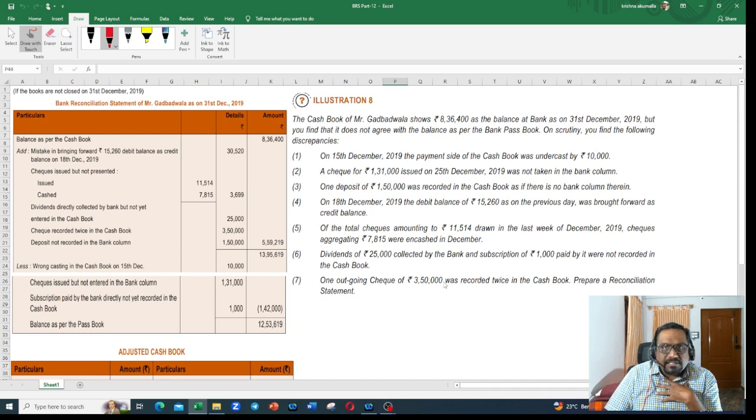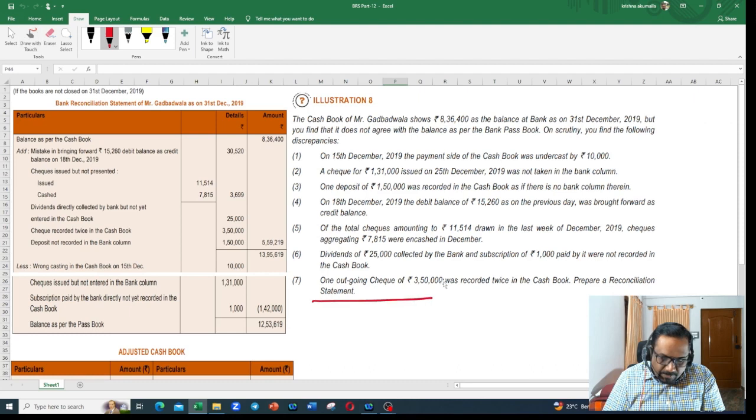But for our understanding purpose, it is always better to prepare the reconciliation before adjusting the cash book, then prepare the adjusted cash book, and then prepare the reconciliation. So three times. First one reconciliation, then adjusted cash book, then again reconciliation. If we practice like this, you will get more clarity, so that it will be easy for you to prepare for the examination. Okay, so let us get into the point.